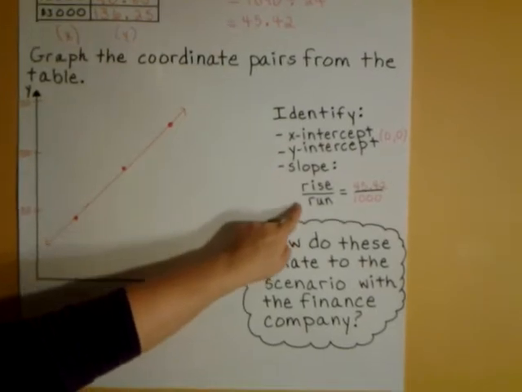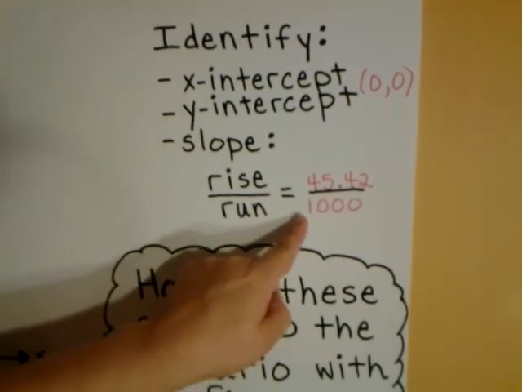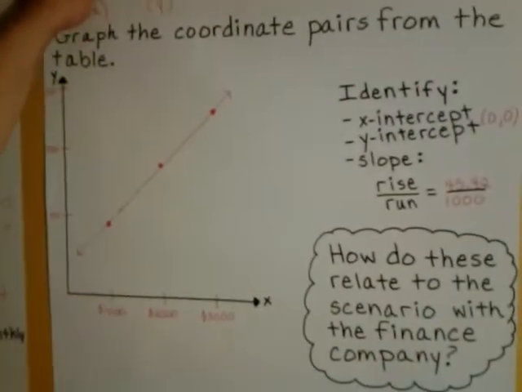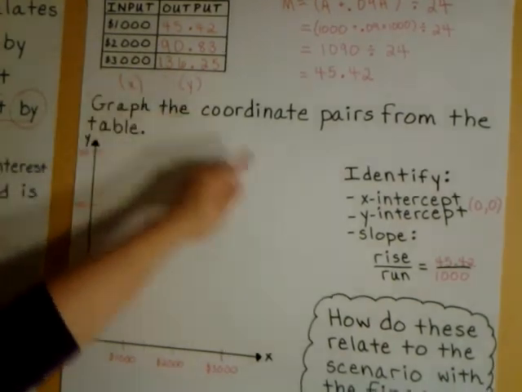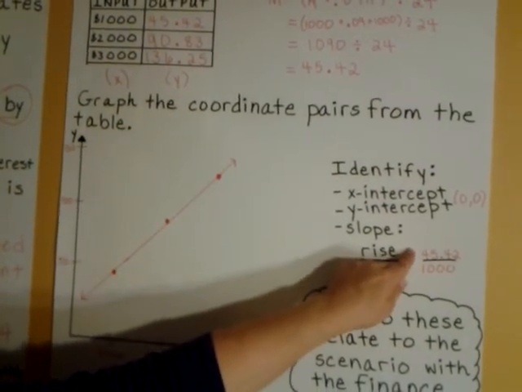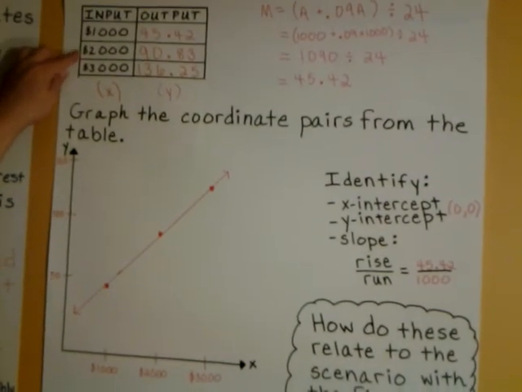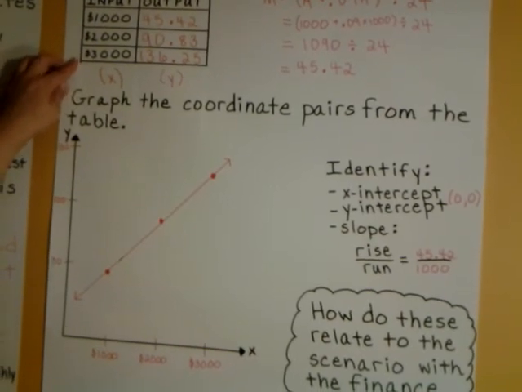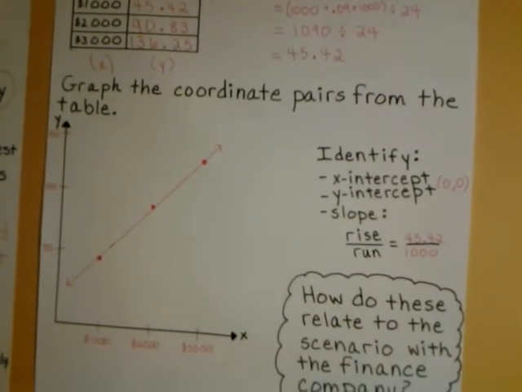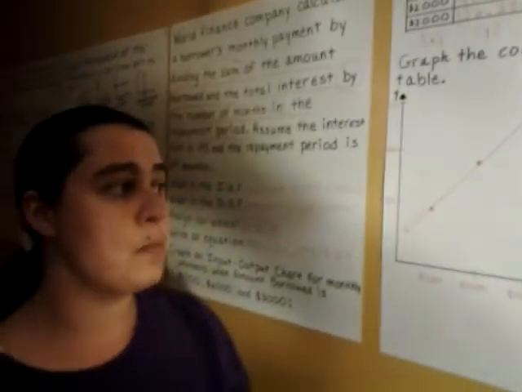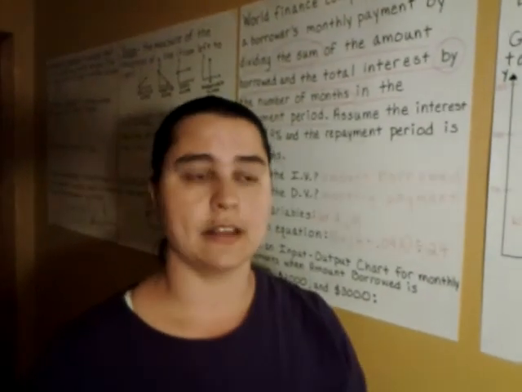Slope can be thought of as rise over run, or in other words, the change in y over the change in x. In this case, y is changing by $45.42 each time we add $1,000, and so the change in y is $45.42. The change in x, well, we're increasing the amount borrowed by $1,000 each time, and so the change in x is $1,000. This is the slope of our equation. So therefore, slope indicates how much our monthly payment will increase with each incremental increase of the amount borrowed.